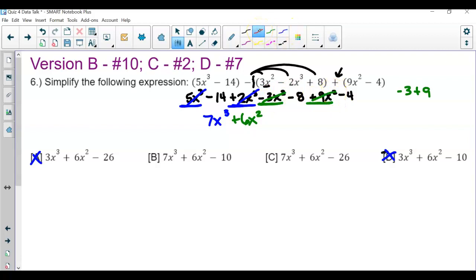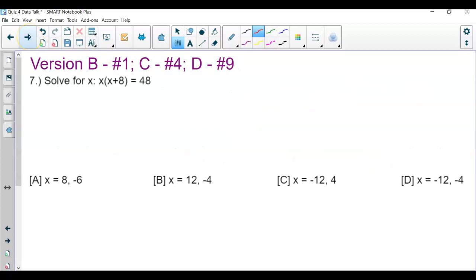But there are no x terms. We'll just combine our like terms here, the constants. Negative 14 minus 8 minus 4. That gives you negative 26. So that's why here the answer was C.